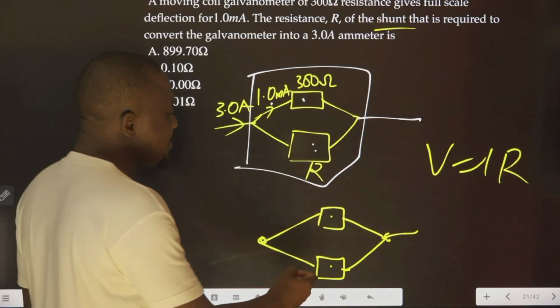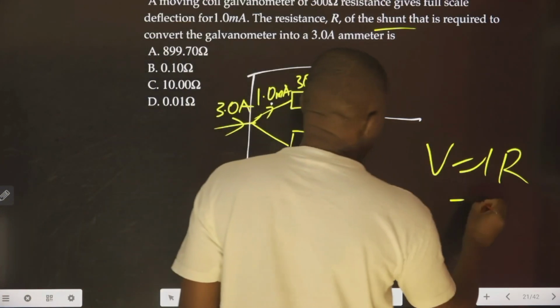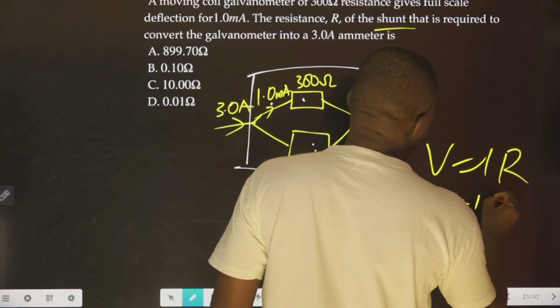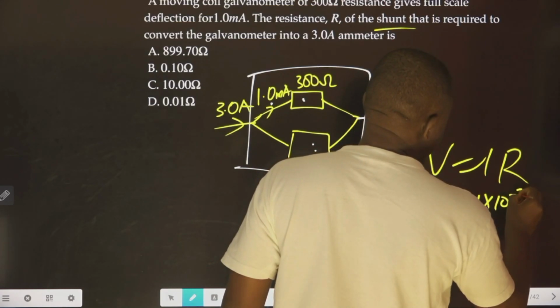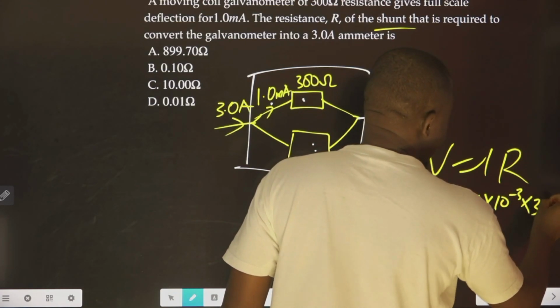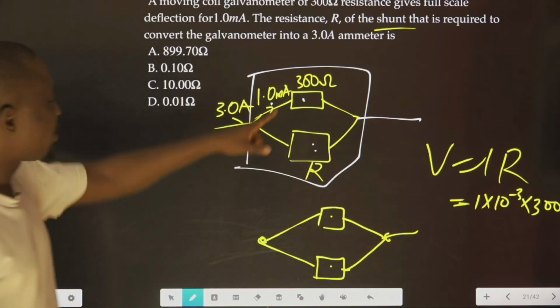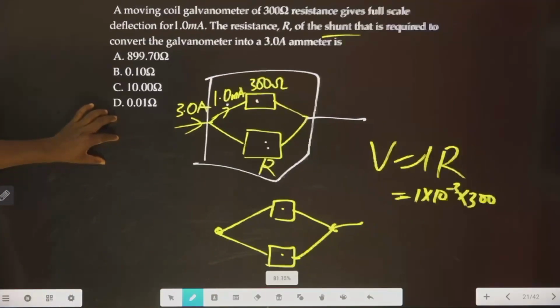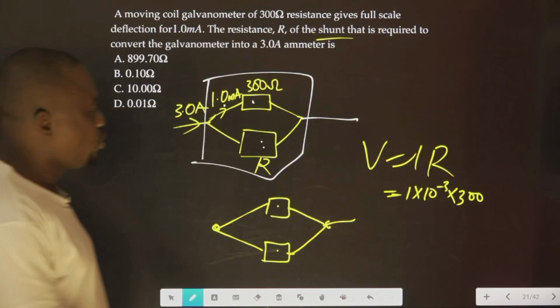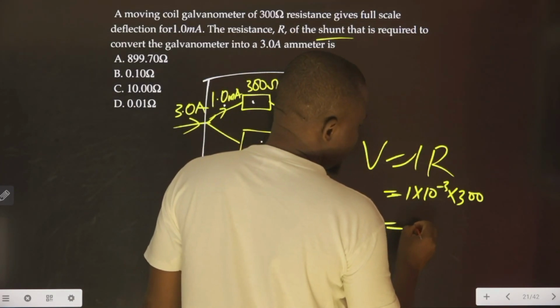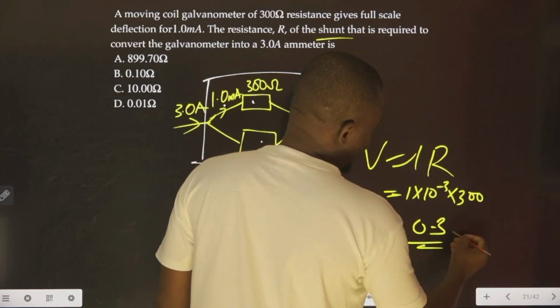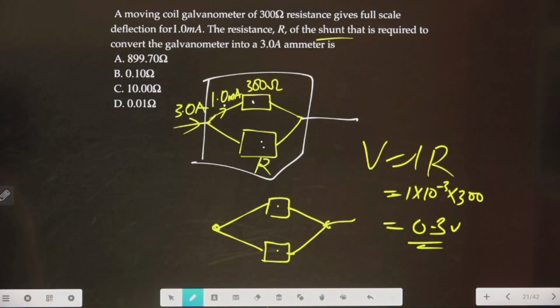So what is I here is this, and this is the R. If I get this now, it means that I'm going to get here 1 multiplied by 10 raised to the power minus 3 multiplied by 300. You get it? Because this is what? Milliamps. So it means therefore this is what? 0.3 volts. Okay? 0.3 volts.